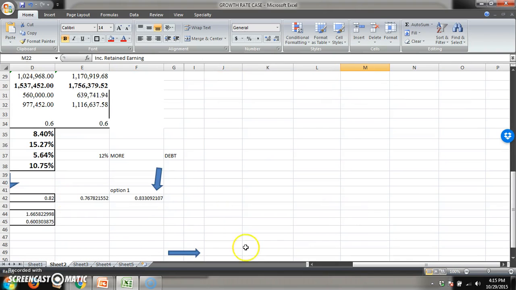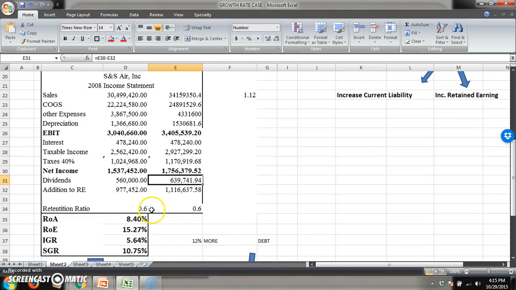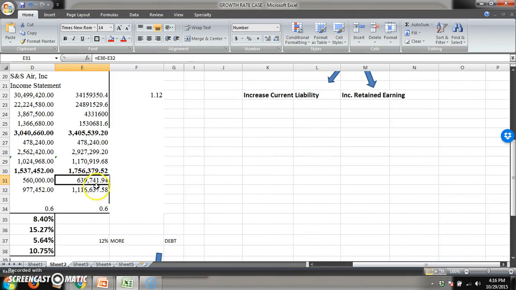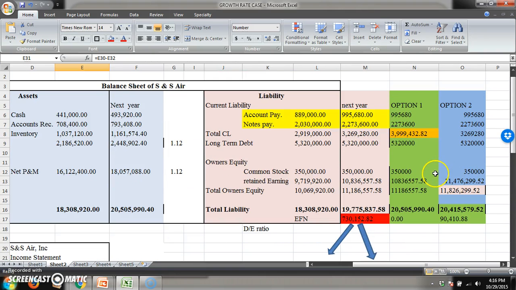So there is another alternative, that is increase the retained earnings. Now how can we do that? The next year, according to the traditional policy, we are distributing a dividend of $639,000. If we do not distribute this dividend and use this also to finance our growth, the blue column says I do not increase my current liabilities; they remain the same.